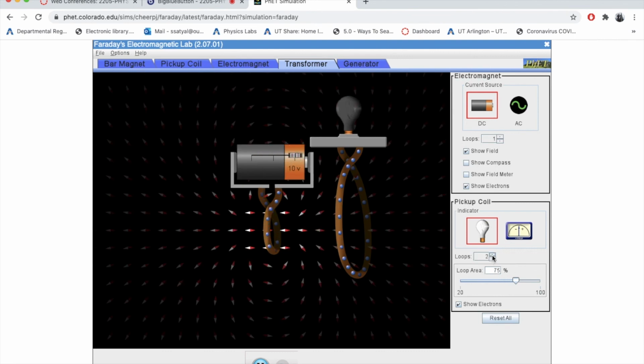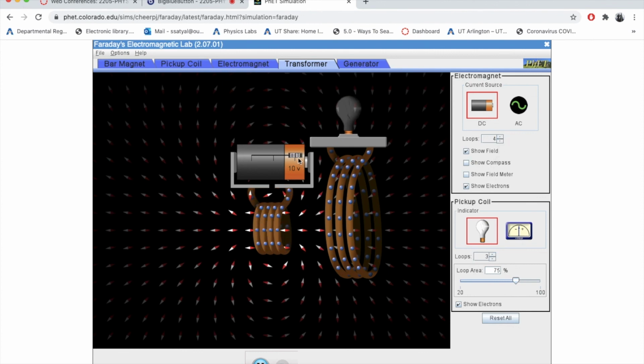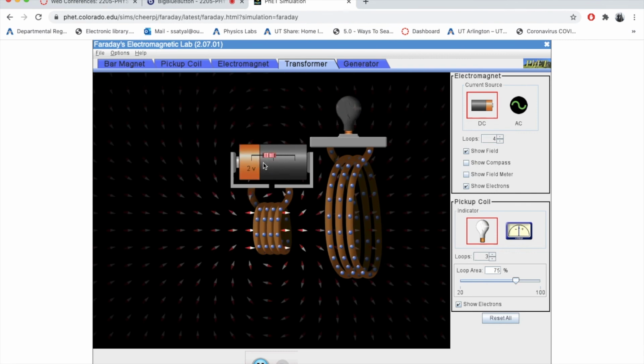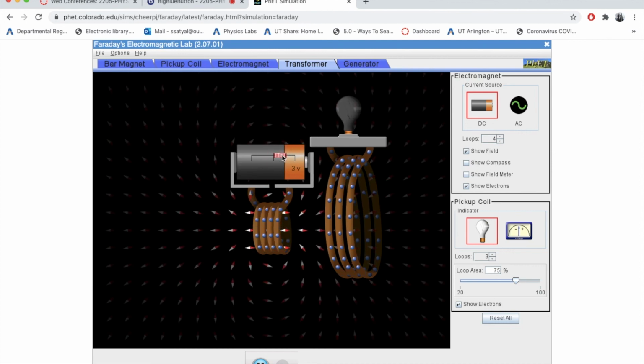I can increase the number of loops here, and that effect will be more visible because the light bulb brightness increases significantly. But when I stop moving, when I have a constant battery voltage, there is a constant field, and hence no mutual inductance and no current through the bulb.